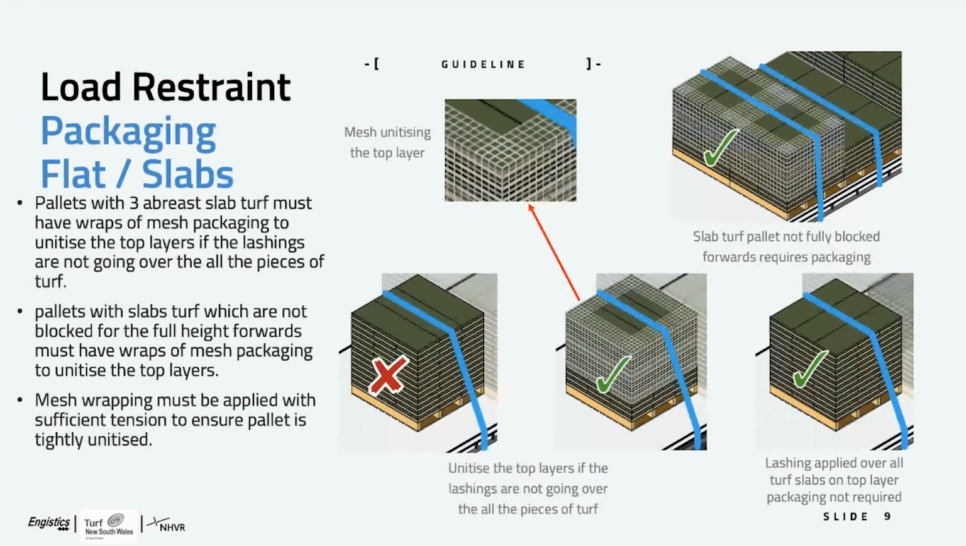Looking at our flats or slabs turf, we're using three brace. You want to make sure it's covered depending on the way the strap is arranged. If not fully blocked forwards, the turf pallets will need to be packaged as well. If the strap goes over a top layer of turf slabs, the packaging requirement will then not be required, as shown in the picture here on the right.